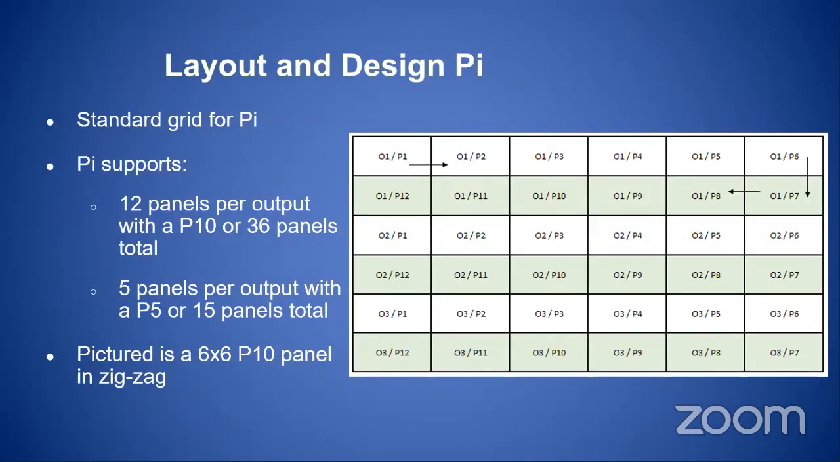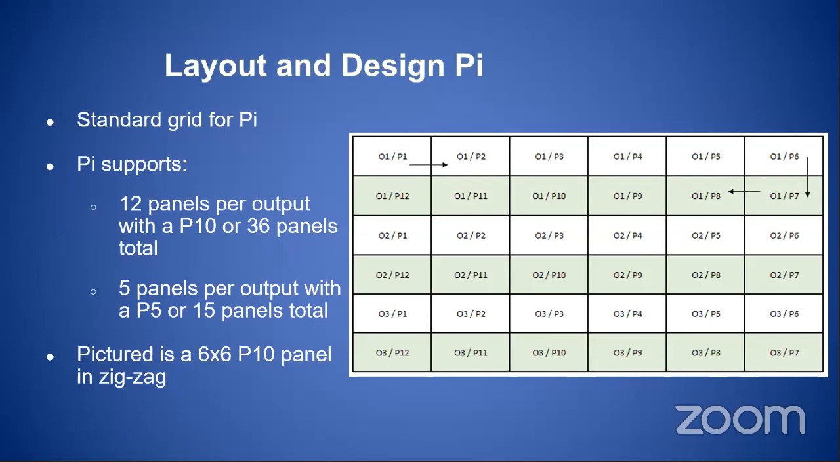A Pi, you can typically get a Pi hat that either has 1 or 3 chains on it, or 3 outputs. Each chain or output can support 12 panels of P10s. So you're going to get 36 panels. And then for an octo scroller, you're going to be able to get 5 panels per output for 15 total.